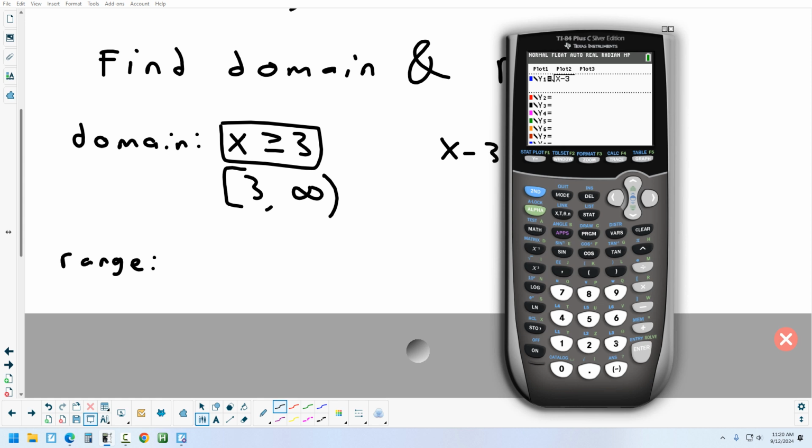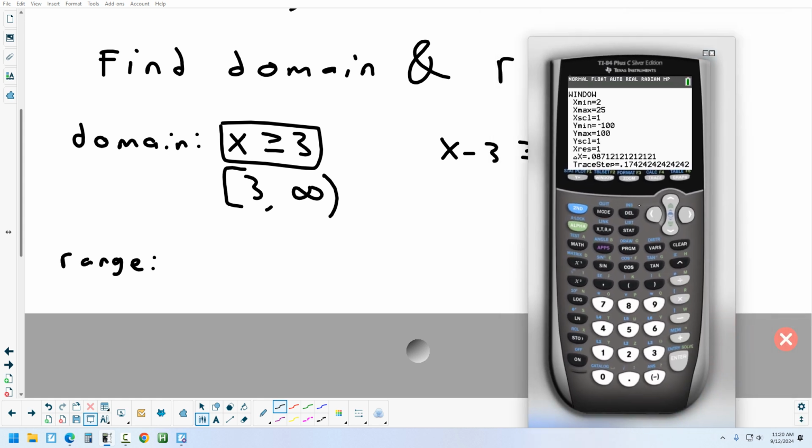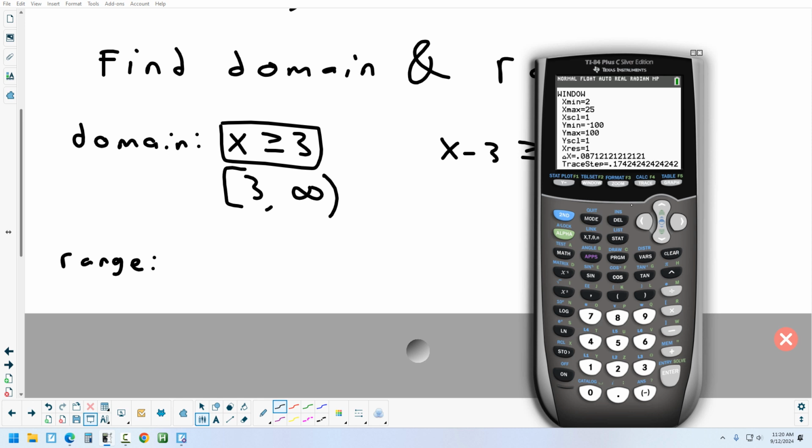Now I know my domain is 3 and up. I might set my window 2 and up, just so I have a little bit of extra space. Okay, so let's go 2, and since it's the square root of x minus 3, we could let x go up to 100. Because when you take the square root of a number, it gets pretty small. So you can let the x get pretty big.